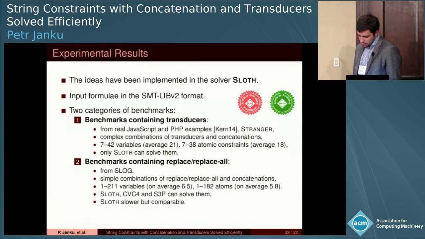The second category contains 2 sets of benchmarks. Both sets are from Slog and contain simple combinations of replace and concatenation. These benchmarks can be solved, besides our tool, also by CVC4 and S3P. And I think that's all, so thank you for your attention.